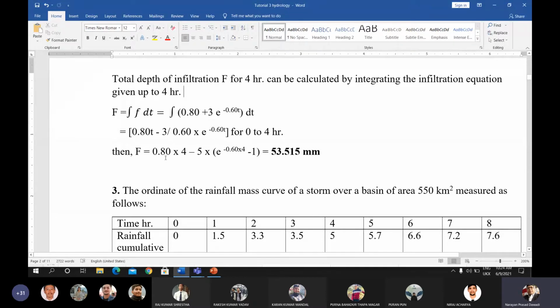Now F will be 0.80 into 4 minus, if you divide 3 by 0.6, it becomes 5, into e power minus 0.60 into 4 minus e power 0.6 into 0, which becomes 1. This gives the total depth of infiltration as 53.515 mm. For 4 hours, the total depth of infiltration will be 53.515 mm.